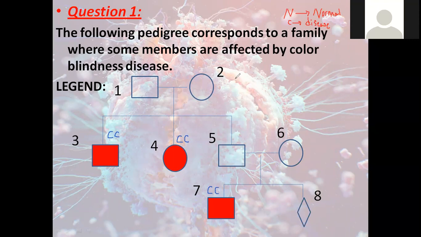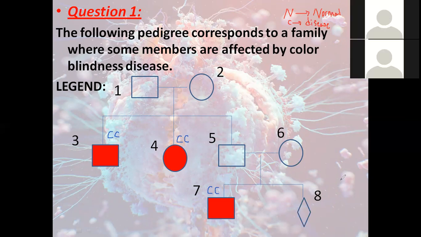I promised you zeros, and the extra zeros will be there. So CC. Why? Because the allele of the disease is recessive and it cannot be expressed unless in the case of homozygous. So the genotype should be CC. Okay? Let's move now to individuals 1, 2, 5, and 6.